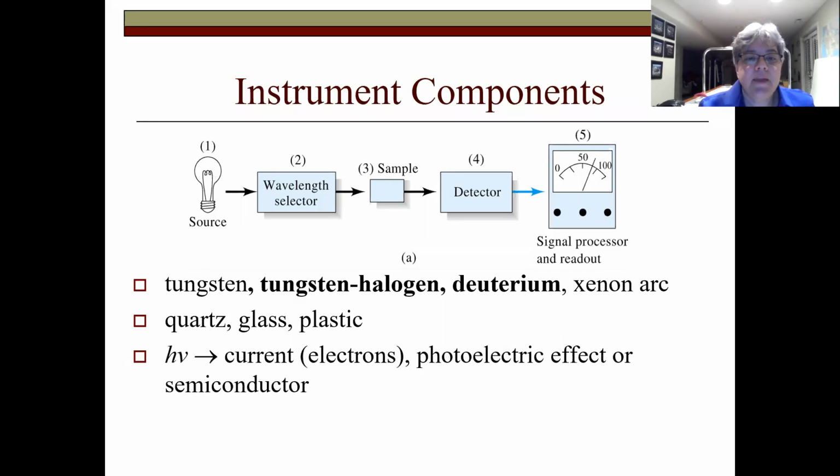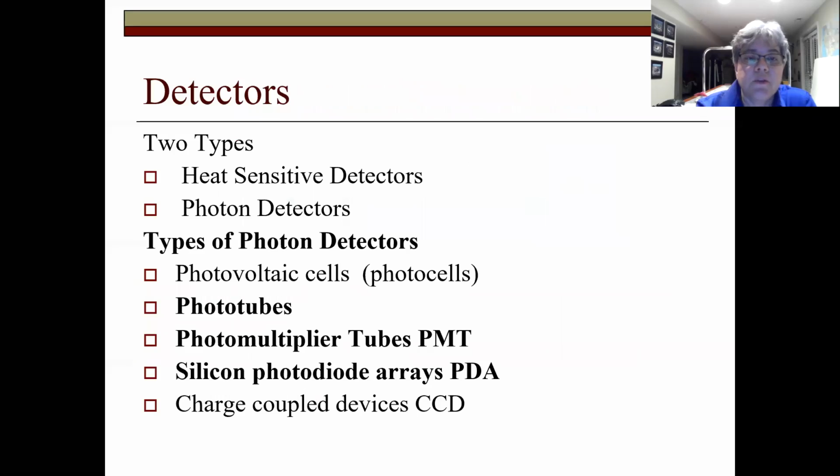All right, and then the detector. So we just talked about this a little bit at the end last time. We said the detector is going to be the thing that takes the light and turns that light into electrons so I can measure it. And it will do this either using something called the photoelectric effect or as a semiconductor. So there are many different kinds of detectors that we use in the UV-Vis. They're all the ones that take photons and turn them into current.